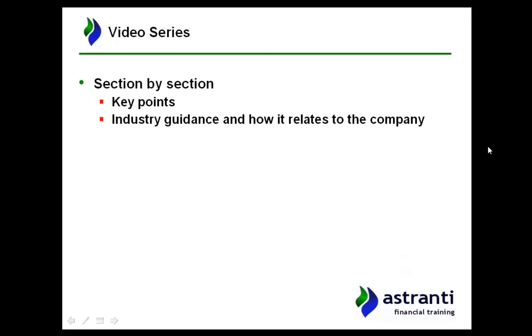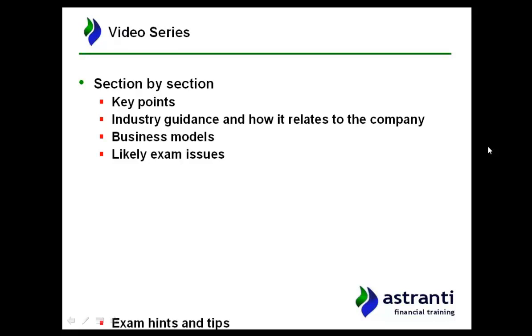So the key points, industry guidance and how that relates to the company, and also we apply the business models. This is done mostly in the strategic analysis, but there will be mention in each section when it's particularly relevant. We talk extensively about the likely exam issues based on applying all this theory as we go through. So there will be hints to you and key focus points for you to pick up on as we go through.